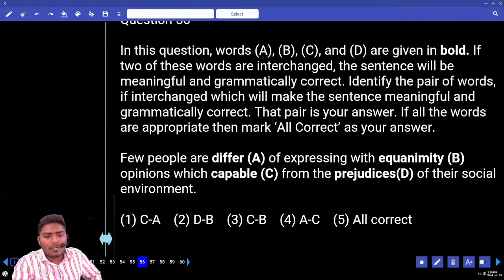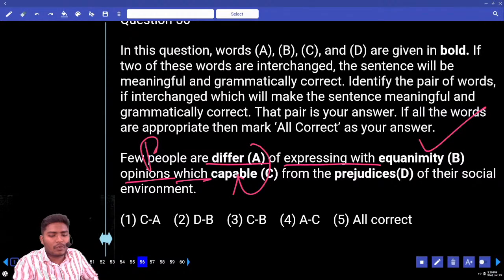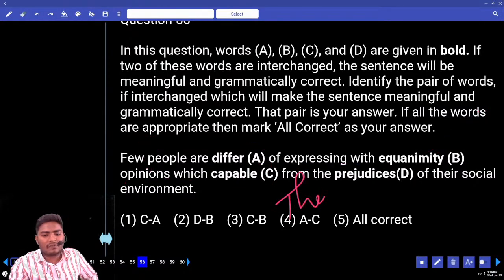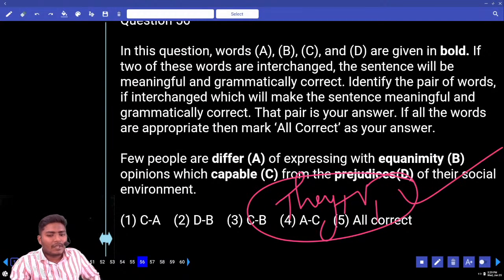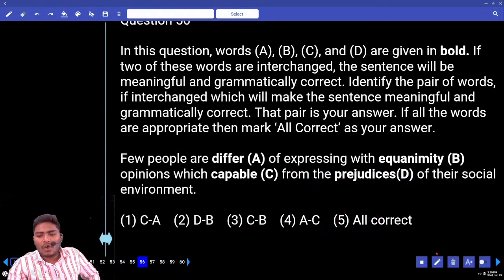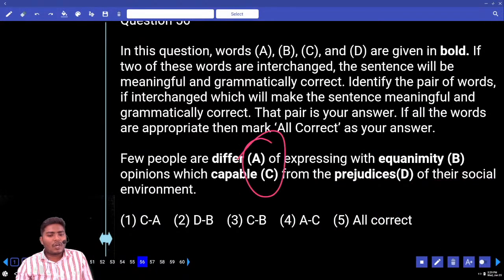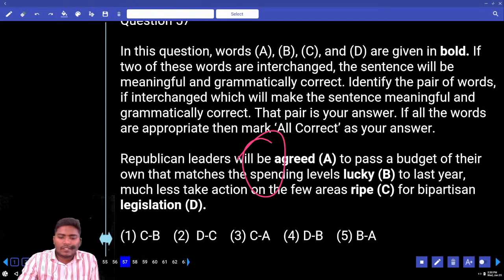Few people are capable of expressing with equanimity options which differ. Options is plural, in the sense we can come with the combination of "they", and "differ" is nothing but a V1. They plus V1 is fine. Differ from prejudices of their social environment. Remaining sentence is fine. You can go with 1 or you can go with 4. Your answer, your wish. Move to 57.